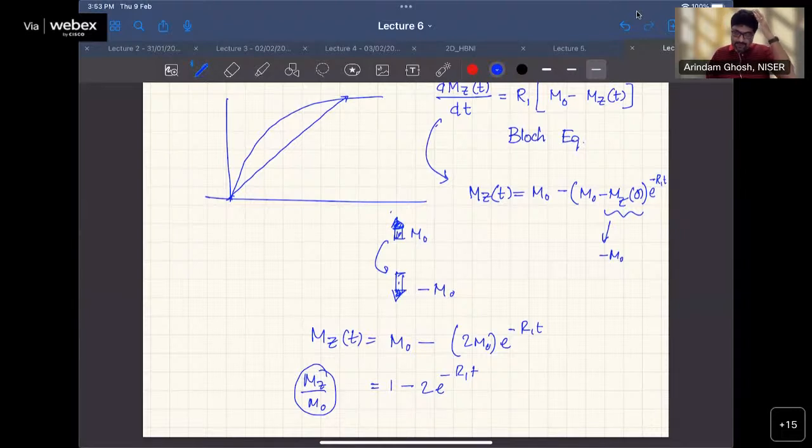Just t equals 0. What happens is that 1 minus 2 is minus 1, obviously, which is the minus 1 I was talking about. And then at t equals infinity, this whole thing is 0. Correct? It's minus r1 t. T is infinity, but after a long time, this whole thing is 0, so it will become 1. So it starts from minus 1 because 1 minus 2, and then it goes to 1 in this particular fashion.